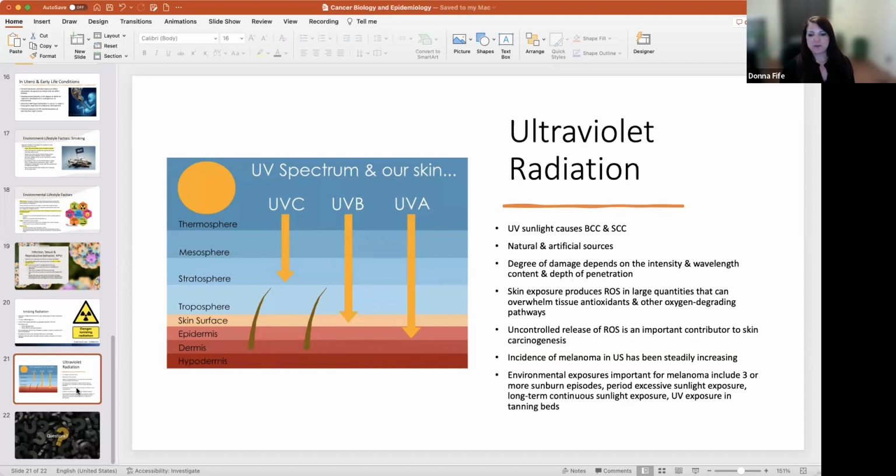Now, the incidence of melanoma in the US has been steadily increasing. Environmental exposures important for melanoma include 3 or more sunburn episodes, periods of excessive sunlight exposure, long-term continuous sunlight exposure, and UV exposure in tanning beds. And tanning beds are one of the reasons why we see an increase in the incidence of skin cancers, primarily in a younger population that frequently go to tanning beds. They are terrible for the skin.